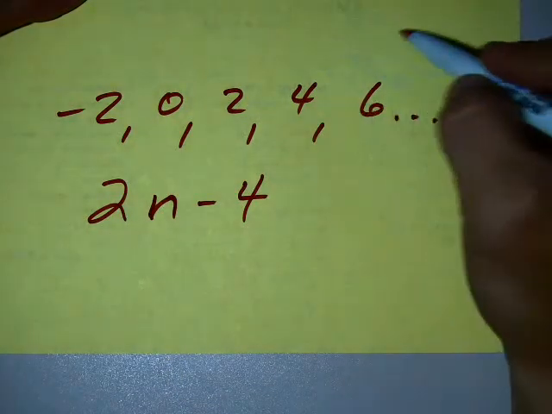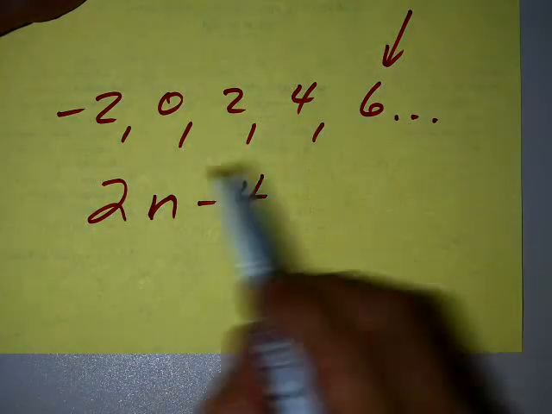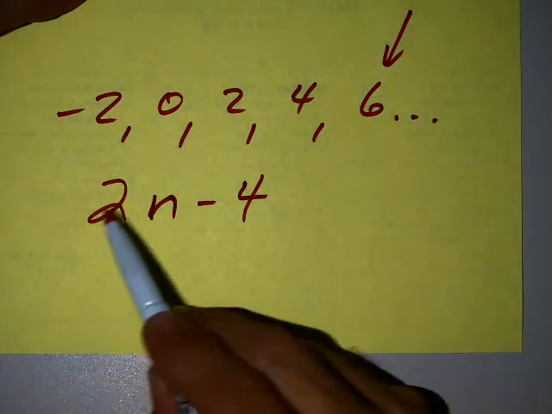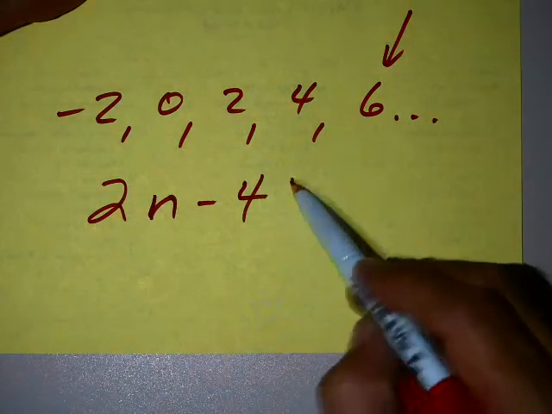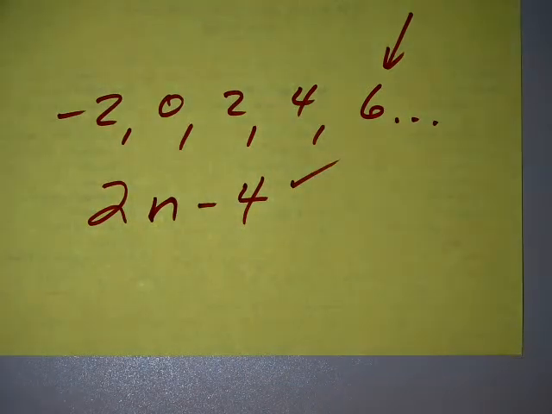Maybe check the fourth or maybe the fifth number. Put a 5 here. 2 times 5 is 10. 10 minus 4 is 6. Okay? So, lots of easy practice, hopefully.